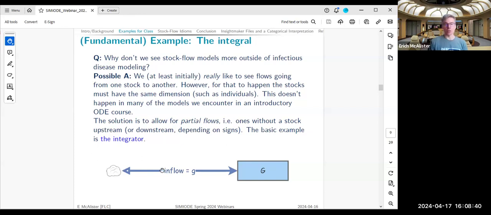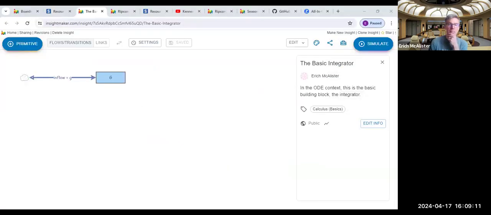So the integrator, and now I'm going to again open up my browser and find my integrator and give you that in the chat here. I'm going to go to a new share, open up my integrator. So this is the integrator. This is probably the most basic building block for doing Insightmaker.